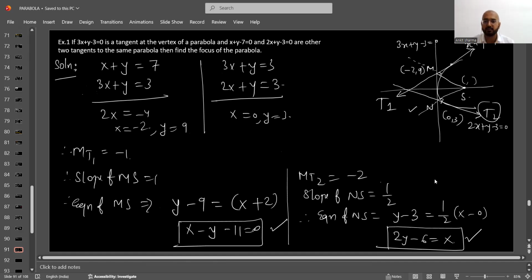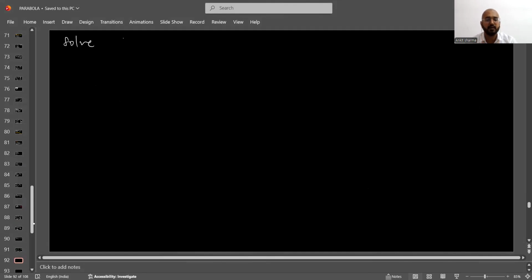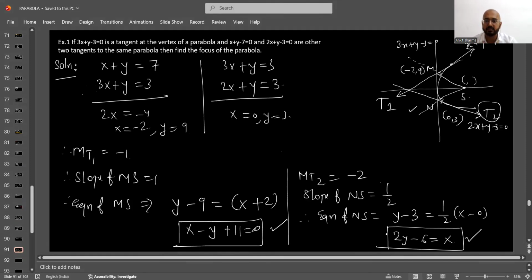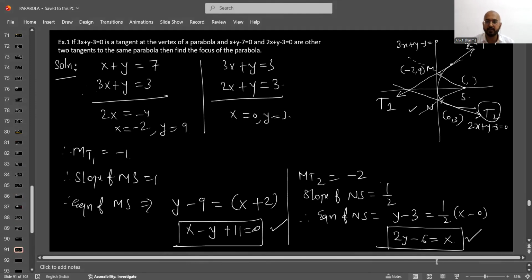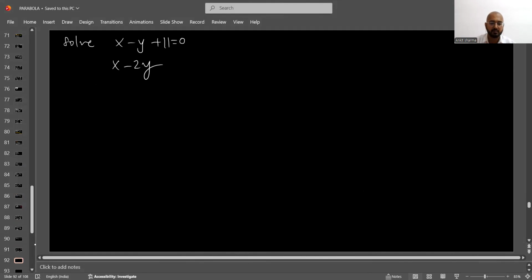So let's go ahead and solve these two together. Yeah, this one is plus. So solving x minus y plus 11 is equal to 0, and the other line is 2y minus x is equal to 6. That means x minus 2y is equal to minus 6, so x minus 2y plus 6 is equal to 0. We can solve these two together.